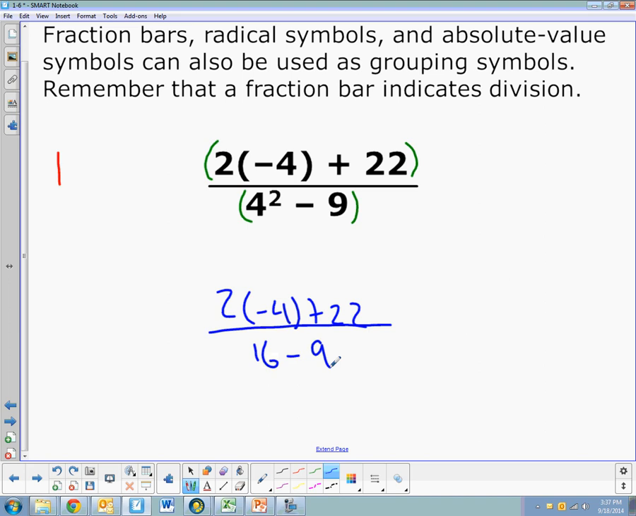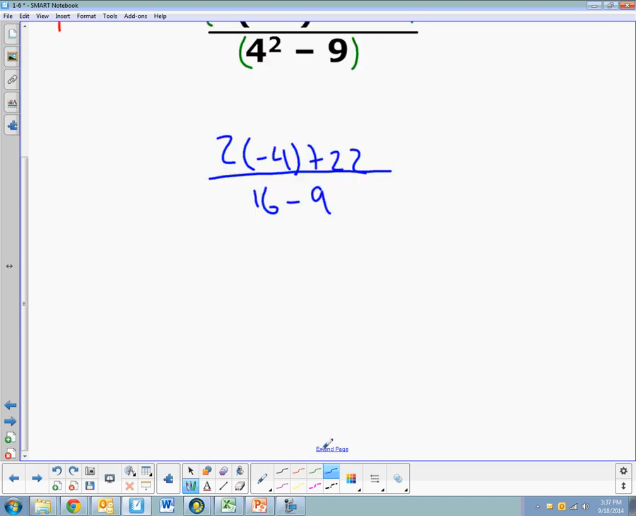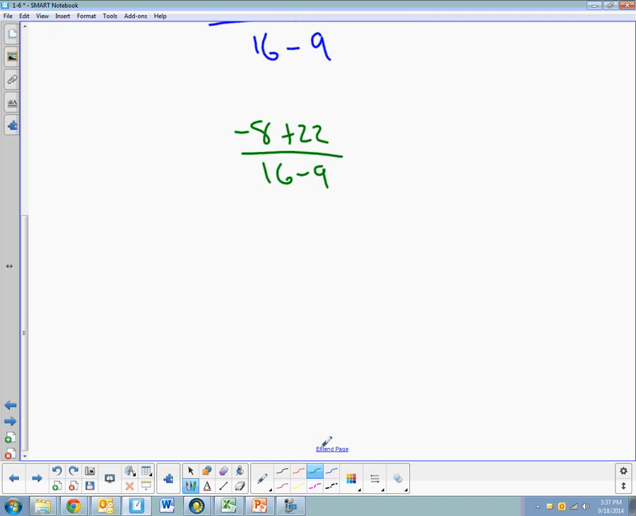Now I'm going to look, and every letter in PEMDAS deserves to have its own step. So I've done my e, done my exponents. Now I need to do multiplication or division. I know on the numerator there's multiplication, so I'm going to rewrite it. I've got 2 times negative 4, that's negative 8, plus 22, all over 16 minus 9. Okay. Next I do any adding or subtracting, and I've got adding on top.